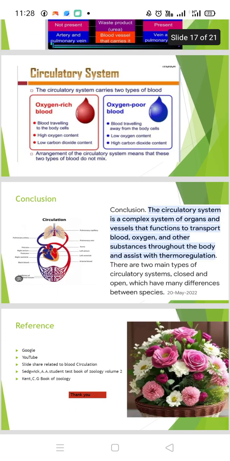Conclusion. The circulatory system is a complex system of organs and vessels that functions to transport blood, oxygen and other substances throughout the body and assist with thermoregulation.